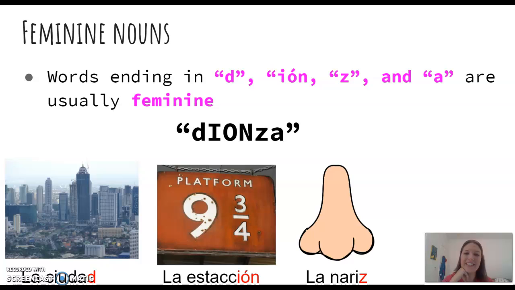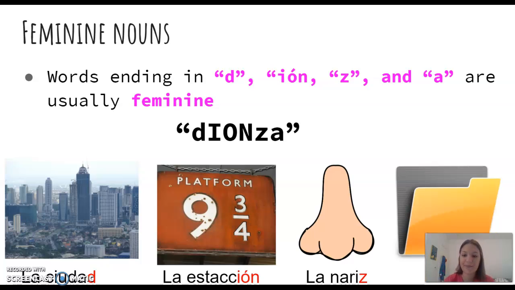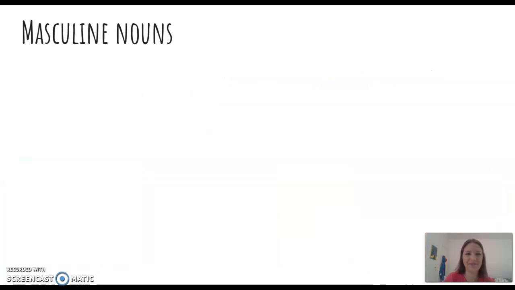Nariz, ending in Z. It's feminine, la nariz. And finally, hopefully my face isn't blocking this one. I don't know. La carpeta, ending in A, is feminine. Okay, so DIANZA for feminine nouns.